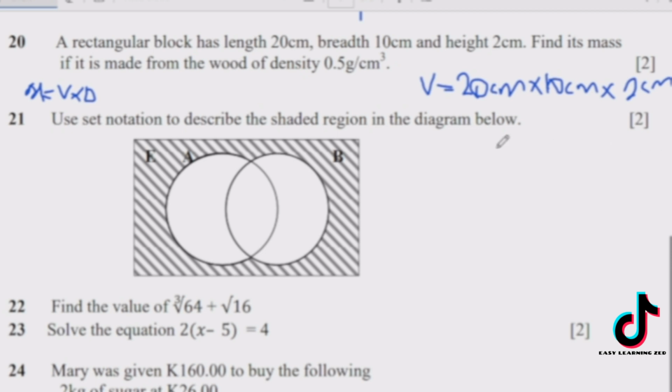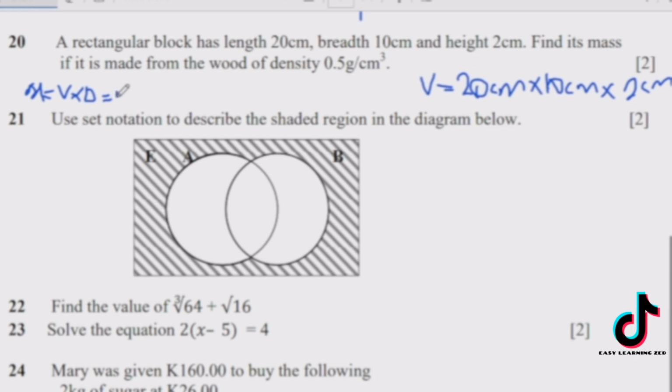Then centimeter times centimeter times centimeter will give us centimeter cubed. So we have got 400 centimeter cubed. Then we can come to this formula now. We have found the volume of this rectangular block, so now we can evaluate this as well. We come to volume. We have found the volume is 400 centimeter cubed, so we write 400 centimeter cubed.